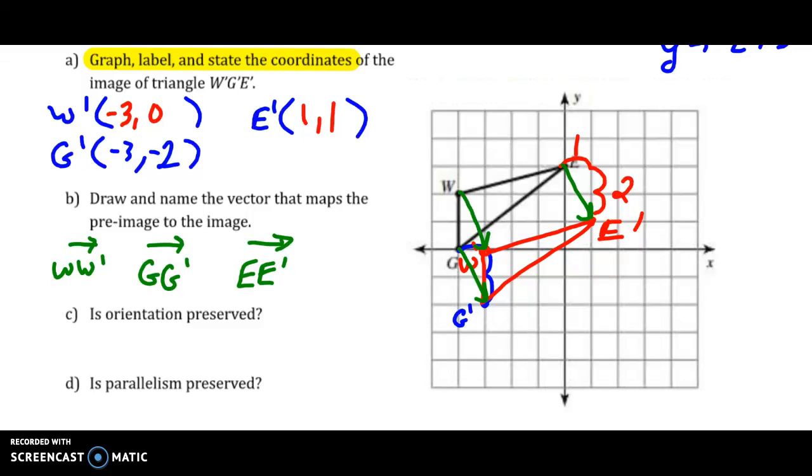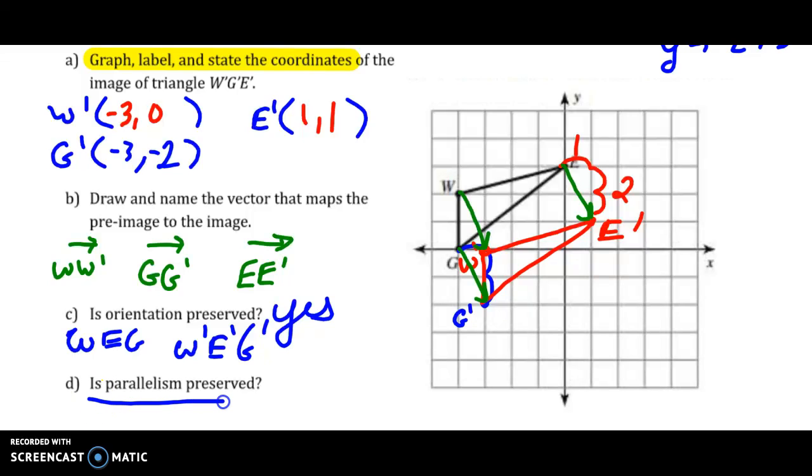Is orientation preserved? Yes. If I look at the first figure and start at W and go clockwise, I have W, E, G. And if I start at W prime on the image and go clockwise, I have W prime, E prime, G prime. So since these two orderings are the same, we know orientation is preserved. We should also know at this point that the only transformation that does not have orientation preserved is the reflection.